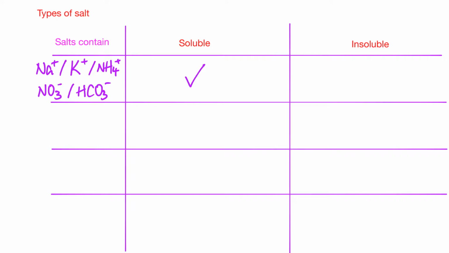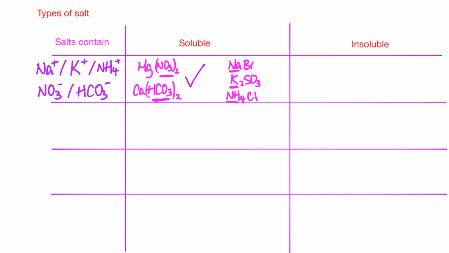Just to give you an example. For example, if we have sodium bromide, potassium sulphate, or ammonium chloride. Also, we have magnesium nitrate, and also maybe calcium hydrogen carbonate. For these ions, as long as they have this anion or cation, these kinds of salt have to be soluble. They must be soluble in water.